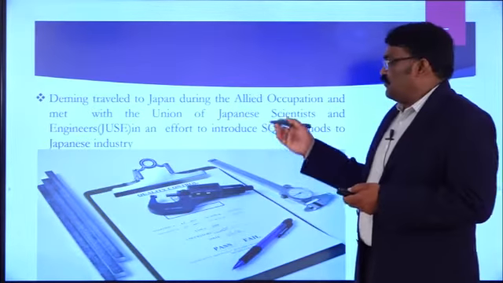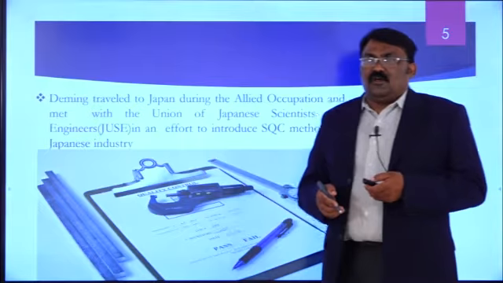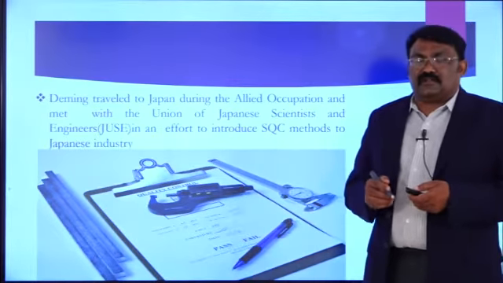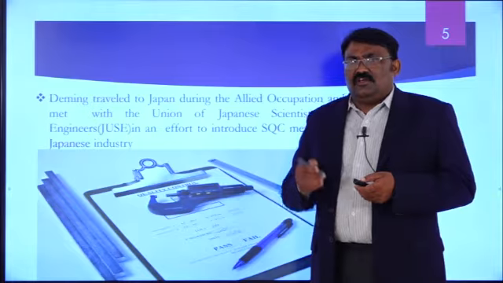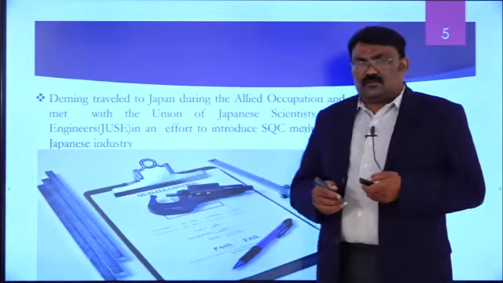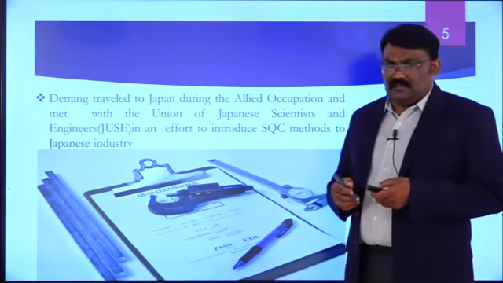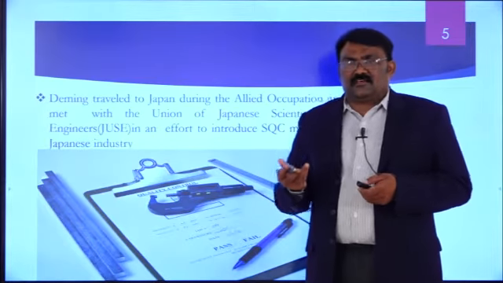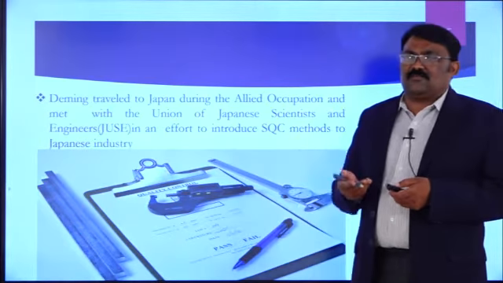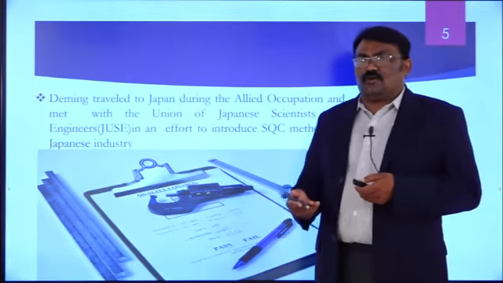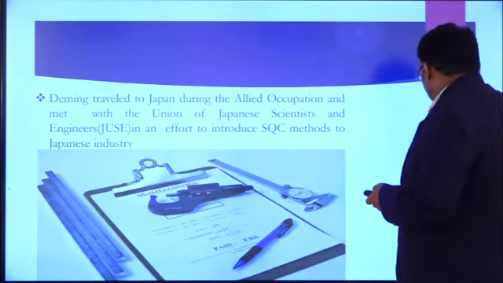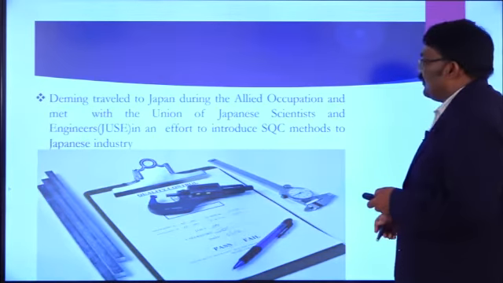Now, that is the reason I am mentioning the Japanese people: not only statistical quality control, but also other quality control tools like quality circles, total quality management, 5S, Kaizen, all these quality control tools also evolved from the country Japan. All right.